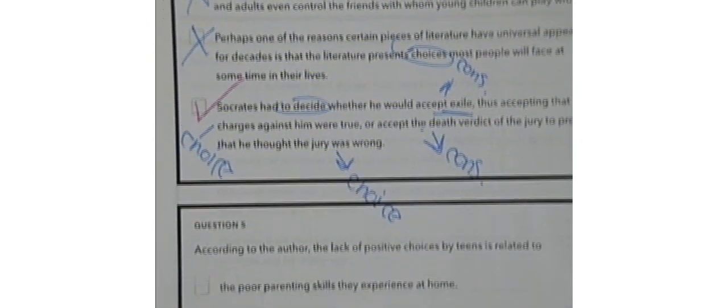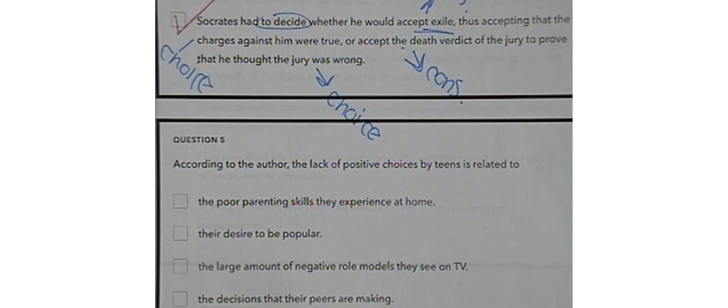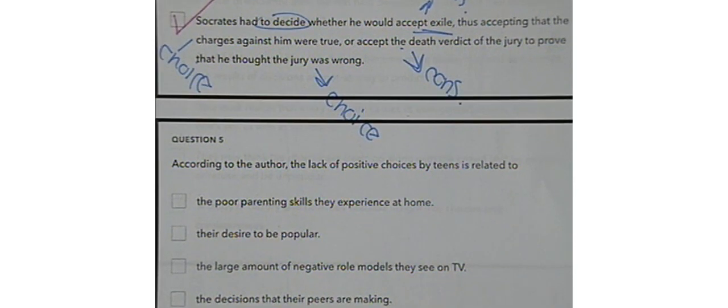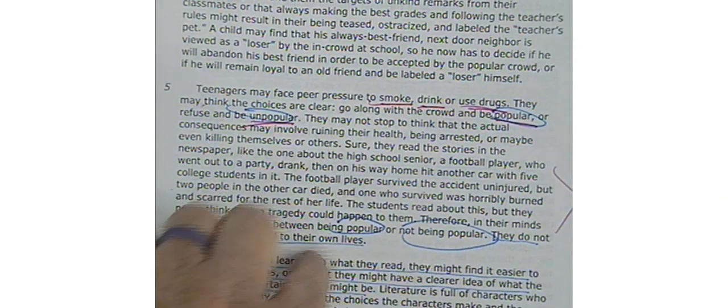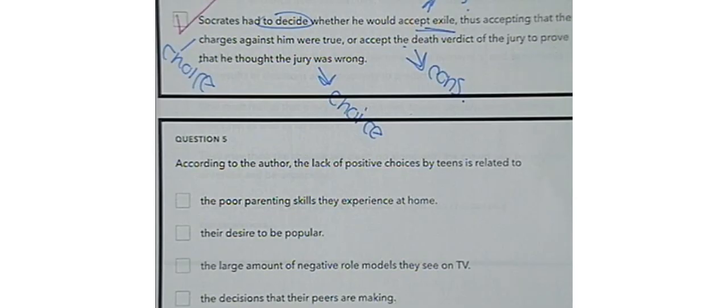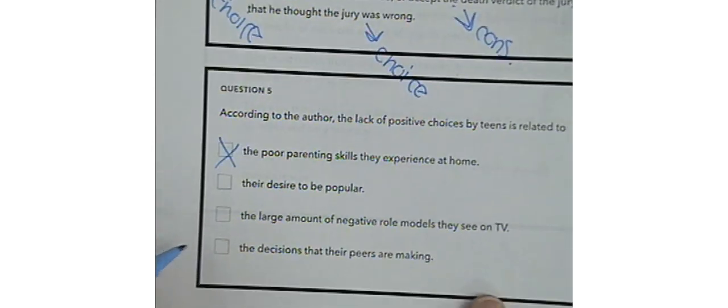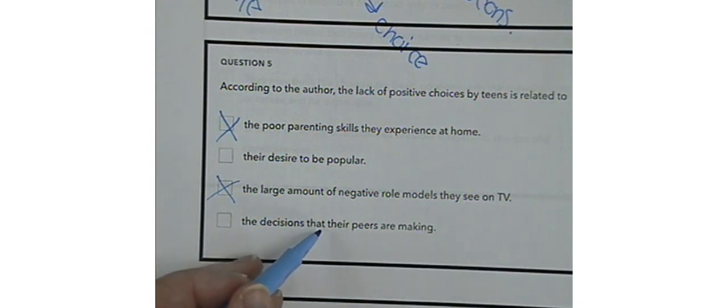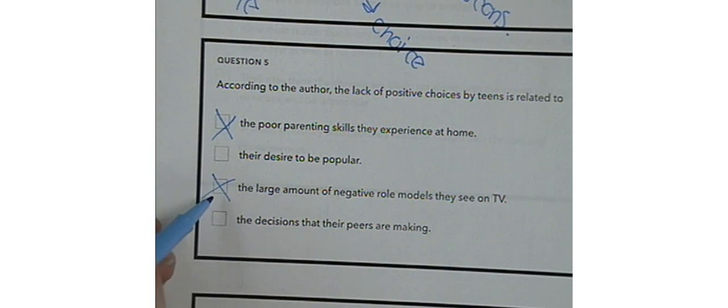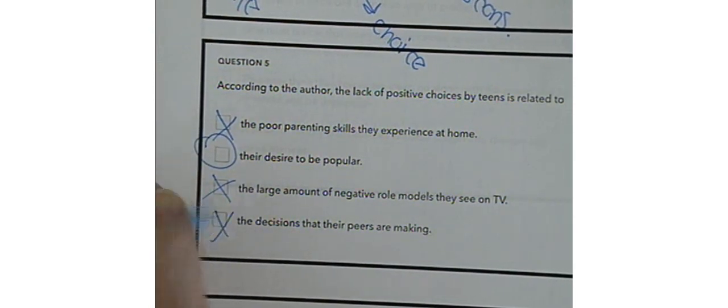All right, question 5. According to the author, the lack of positive choices by teens is related to, if you go back to the section that was about choices teens make, twice it talks about being popular and unpopular. So that should be what you're looking for. So it's not going to do with parenting skills. Let's keep popular right there. It's not going to do with the amount of role models. Now, in one class, I've had some people say that the decisions that their peers are making could lead them to being popular or unpopular. But when you look at these two, this one is more closely connected with the text. So that is why B is going to be the correct answer there.